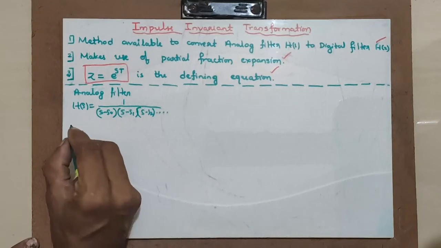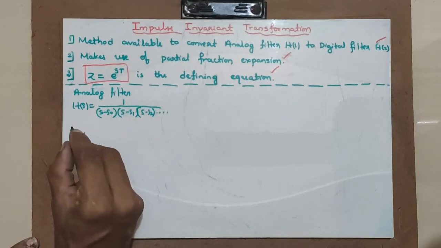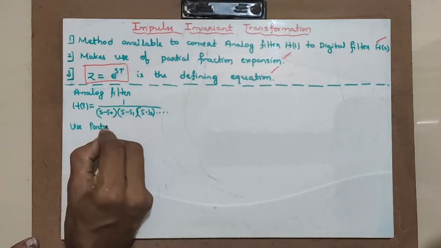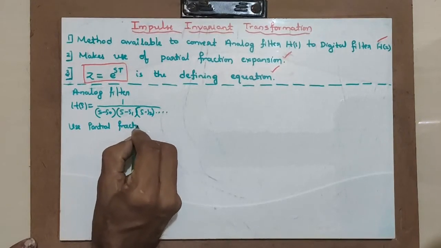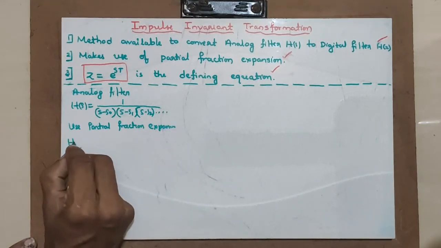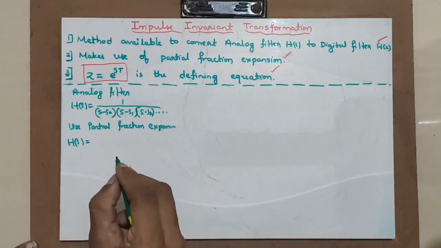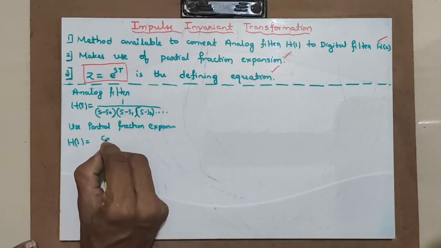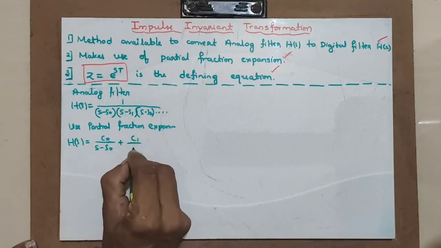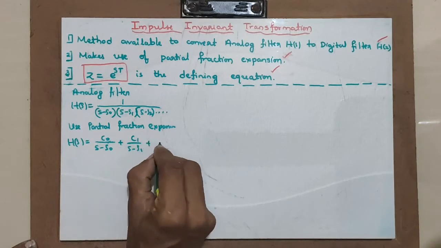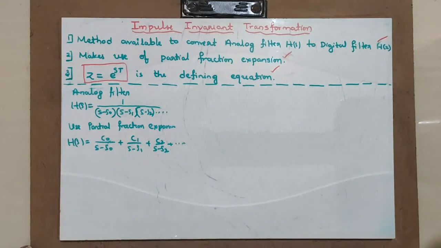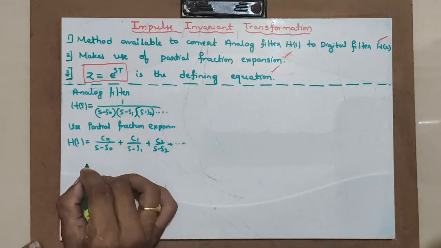Now this H of S, I will use partial fraction expansion. How can I write H of S? Because it comes as a summation, isn't it? H of S is equal to C0 divided by S minus S0 plus C1 divided by S minus S1 plus C2 divided by S minus S2 plus so on, correct? I can write in a compact manner like this.